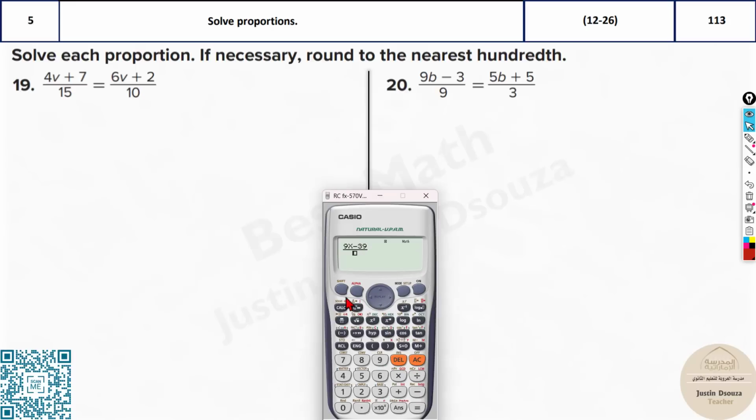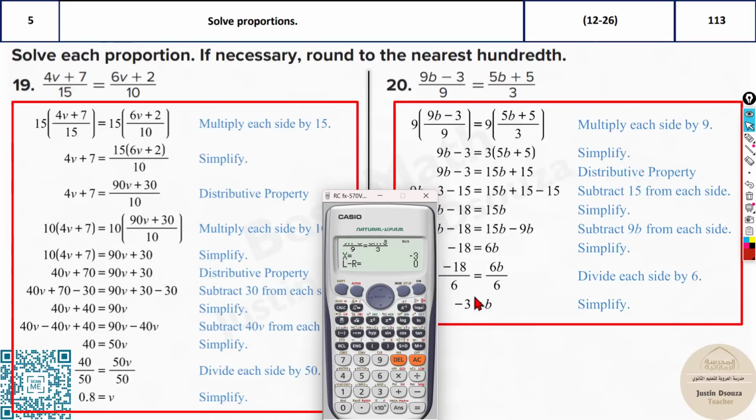Divided by 9. This is divided by 9. So make sure once you type it out in the calculator, double check it. We have 5b plus 5 divided by 3. Just double check your input against the given question, and then shift, solve, and equal to. The answer should be minus 3. Yes, that is the answer. Even over here, it's very simple. I'll do that one as well.